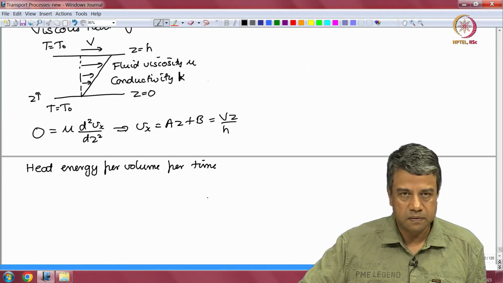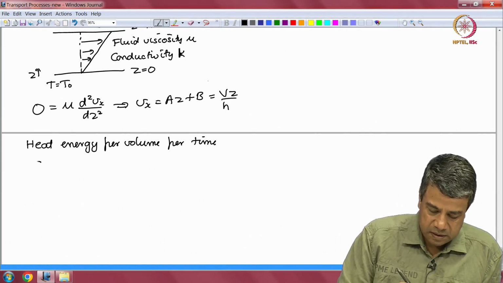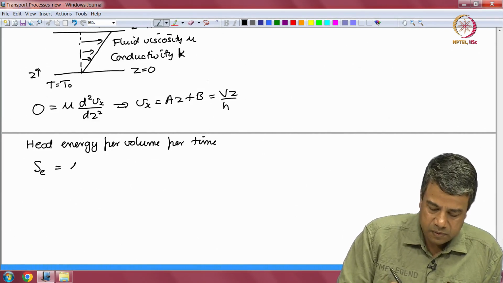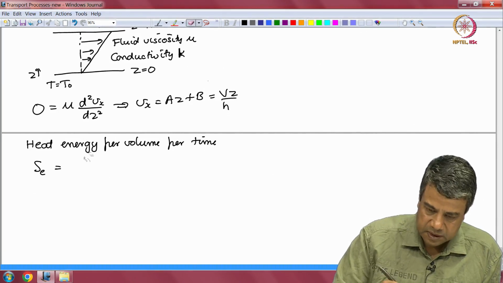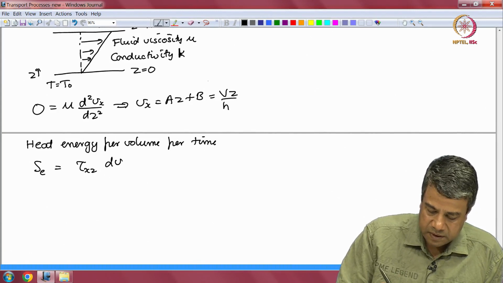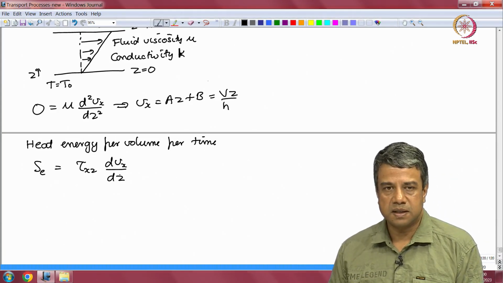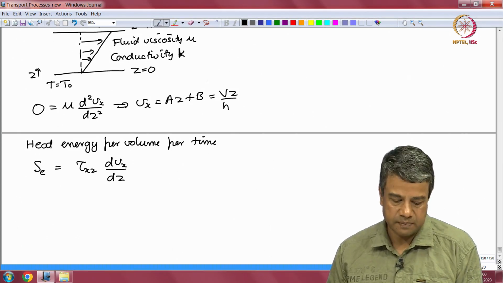Due to this flow, the formula for that I will just write it here. S E is equal to mu times the shear stress tau x z times dV x by dz. The stress times the strain rate is the energy production rate per unit volume per unit time.